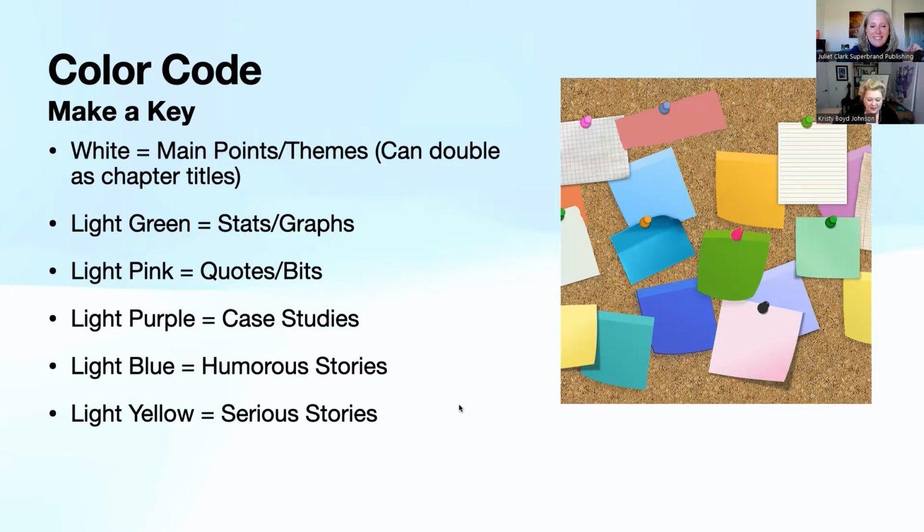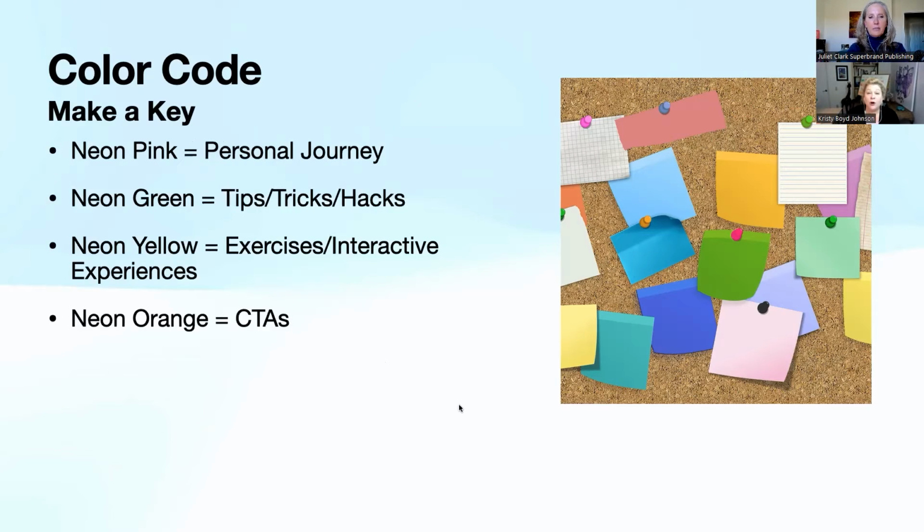Okay. Now the same with serious stories, we're going to use a different color. So I use light yellow for serious stories. Those are ones that are more serious, that have more of an impact in that way. Okay. Keep going. Now we're going to go into the neon colors, and I use pink for personal journey.